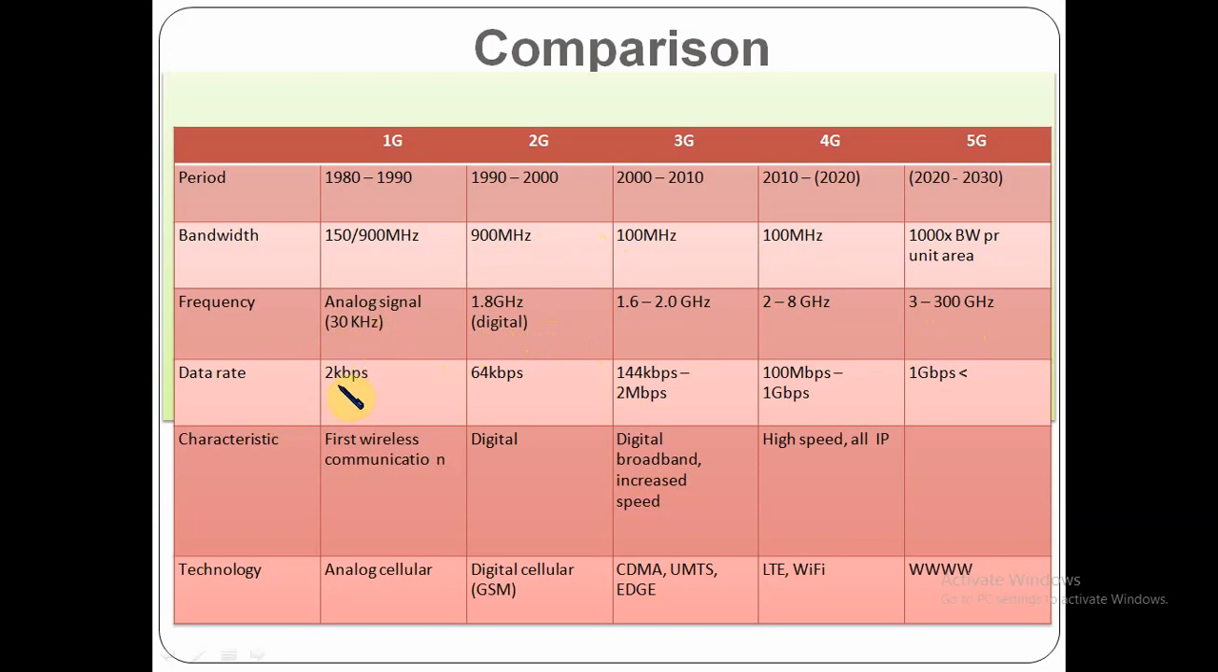The data rate increases a lot, up to 1 Gbps from 2 kbps. The characteristics: first wireless communication, after that digital, broadband and high speed, all internet protocol. The technology: analog cellular, digital cellular GSM, CDMA. In 4G we are using Wi-Fi and LTE. And in 5G it is WWW.